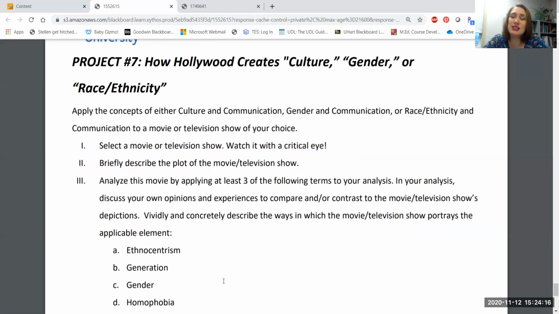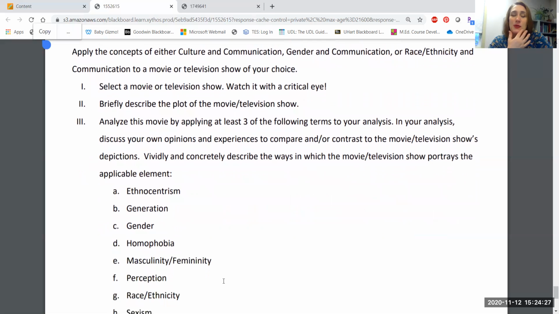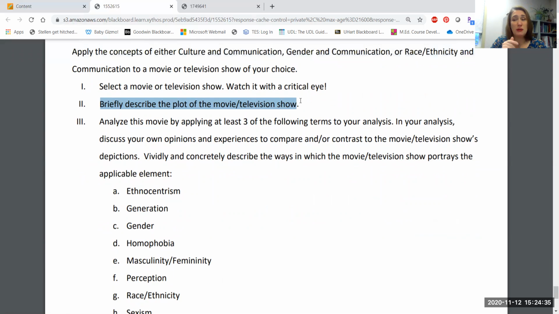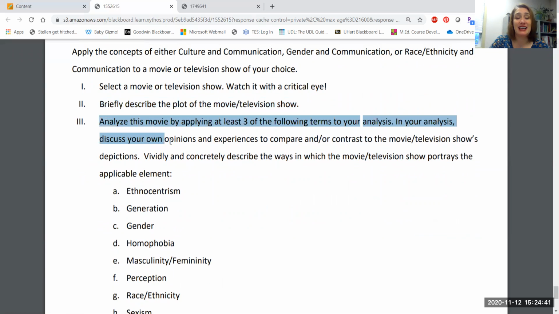This particular project asks you to choose either a movie or a television show that you like very much and analyze it. All right. So this one, first of all, you're picking the movie or TV show. You're going to briefly describe the plot of the movie or TV show. I'm going to warn you, one paragraph, maybe that's it, no more than that, telling me about the show. And then you're going to analyze the show. And it says apply at least 3 of the following terms.